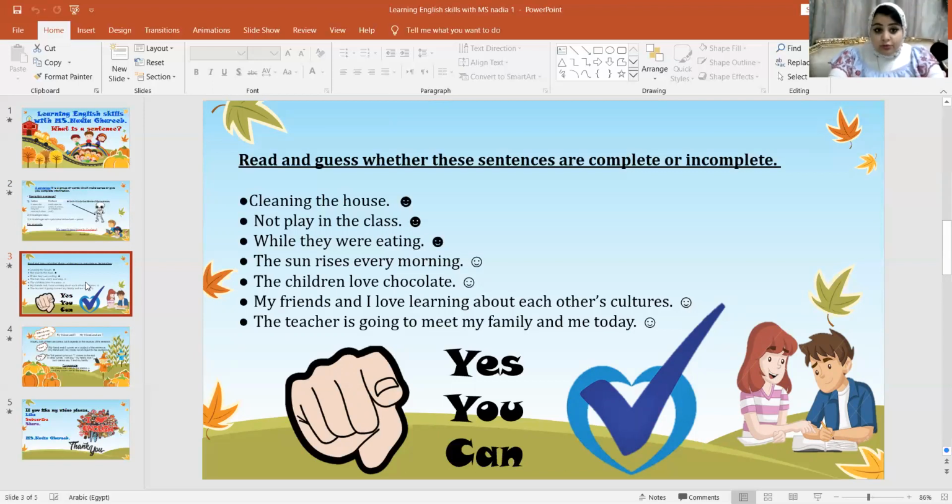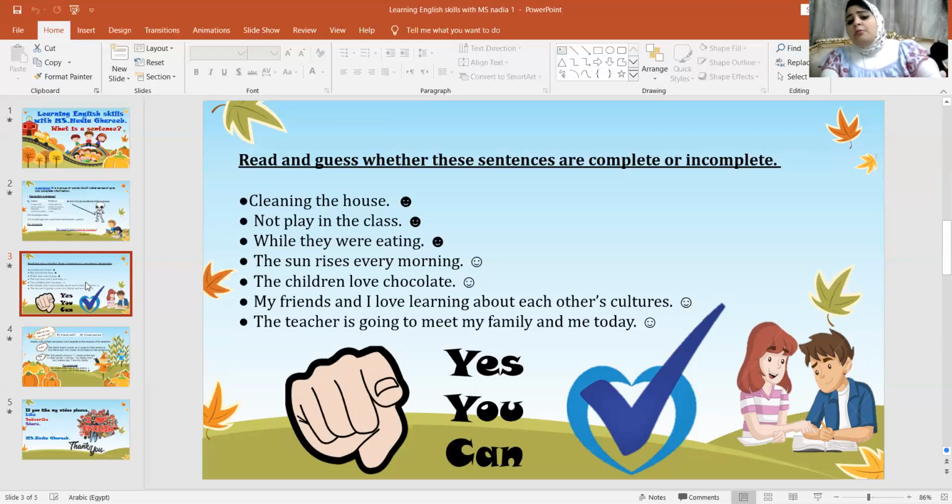I have the 3 rules. The other example: the children love chocolate. The punctuation, great. Capital letter at the beginning and the full stop or period. The children, subject, good. Love, the verb. Chocolate, the rest of the predicate. Love what? Chocolate, already mentioned. So it gives you a message or information. So this sentence is complete, right?